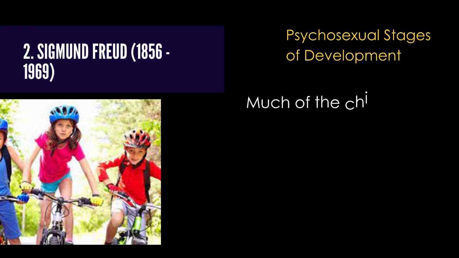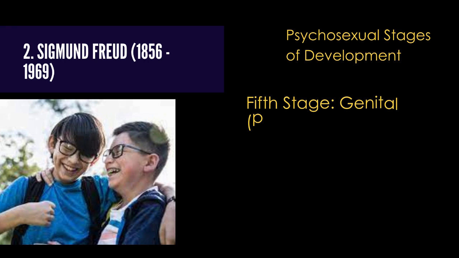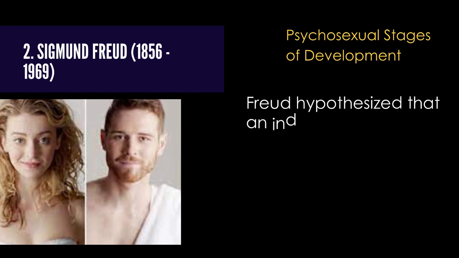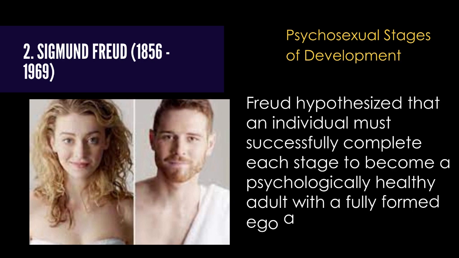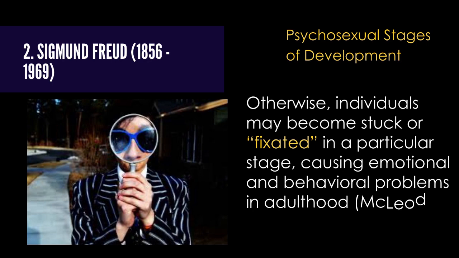Much of the child's energy is channeled into developing new skills and acquiring new knowledge, and play becomes largely confined to other children of the same gender. Fifth stage, genital, puberty to adult. The child seeks pleasure from the penis or vagina, for example, sexual intercourse. Freud hypothesized that an individual must successfully complete each stage to become a psychologically healthy adult with a fully formed ego and superego. Otherwise, individuals may become stuck or fixated in a particular stage, causing emotional and behavioral problems in adulthood.